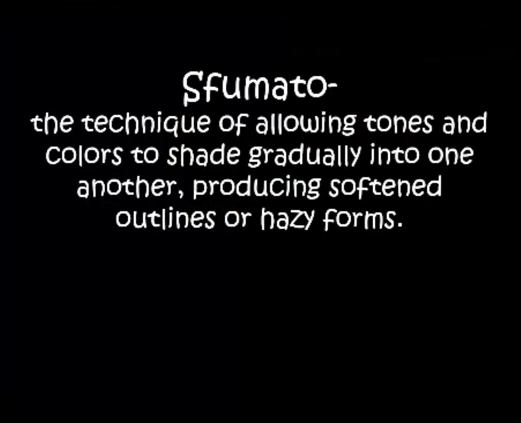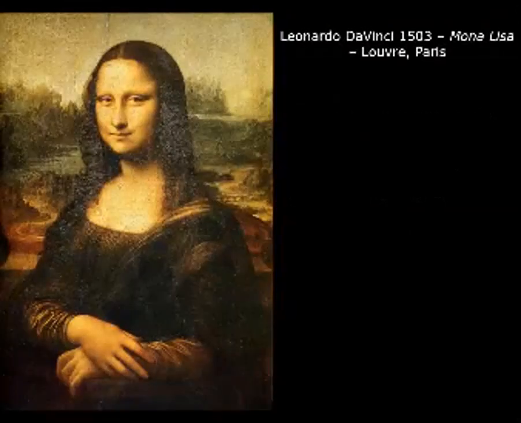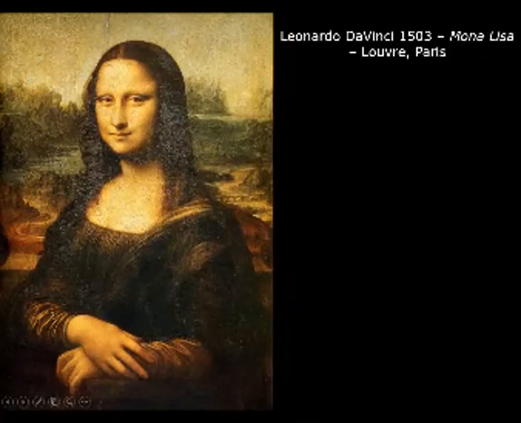Sfumato. This is a technique of allowing tones and colors to shade gradually into one another, producing hazy or softened outlines and hazy forms. Leonardo da Vinci actually studied optics, and he realized that if you look at something directly, the edges blur, and that is the effect he used to keep from having borders. Especially around the eyes, he didn't do what they do in grade school where they say outline the drawing first and then color it in. It's shaded, it's hazy, which is how you actually see things.